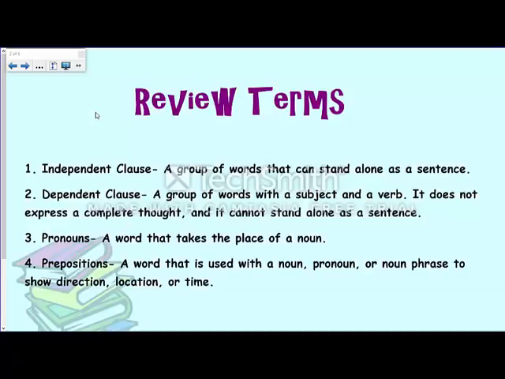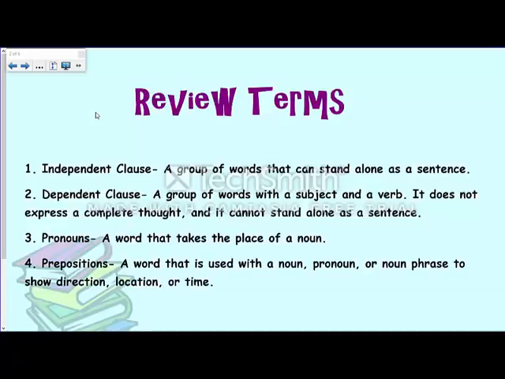Number 2 is dependent clause, a group of words with a subject and a verb. It does not express a complete thought and it cannot stand alone as a sentence. For example, if I said, "If you want," well, that's not a complete thought. You have no idea what I'm talking about. It sounds like I just cut the sentence in half. So anything that isn't a complete thought is a dependent clause.